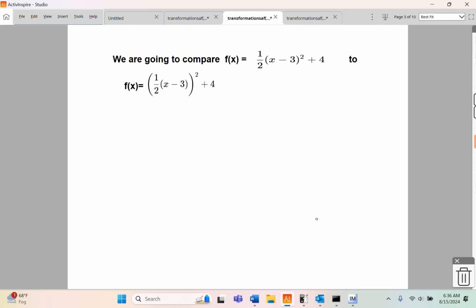So we were talking about, we're adding in this horizontal compression, and we're going to compare something old, which by the way has a vertical compression.